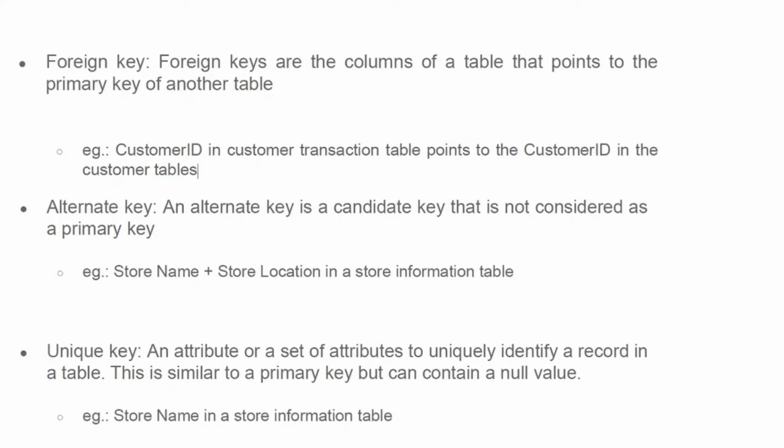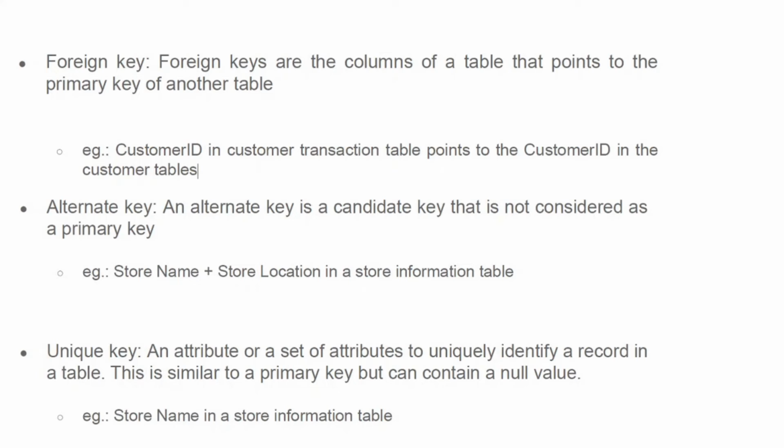Now let's try to see what a foreign, alternate and unique key means. A foreign key is a column of a table that points to a primary key of another table. For example, the customer ID in the customer transaction table points to the customer ID in the customer table.